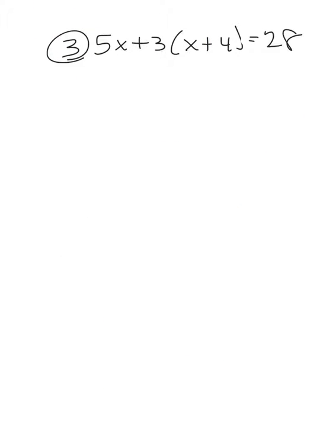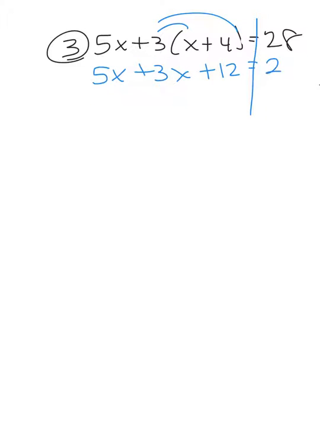Number 3 says 5x plus 3 times the quantity of x plus 4. So there's my wall. I have parentheses, so I need to take care of that first. So I'm going to rewrite my 5x, and I'm going to distribute that 3. So 3 times x gives me 3x. 3 times 4 gives me a positive 12, equals 28.